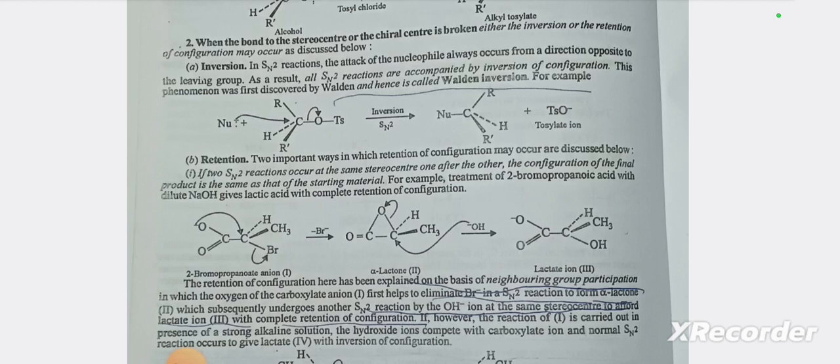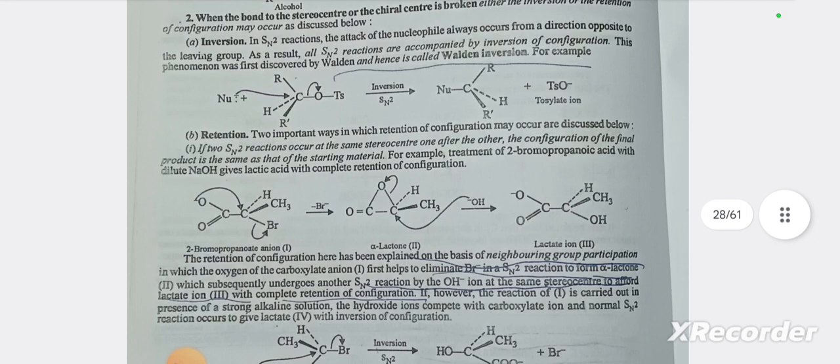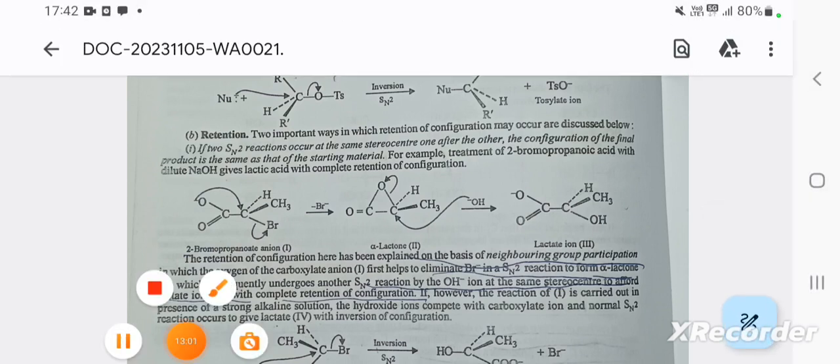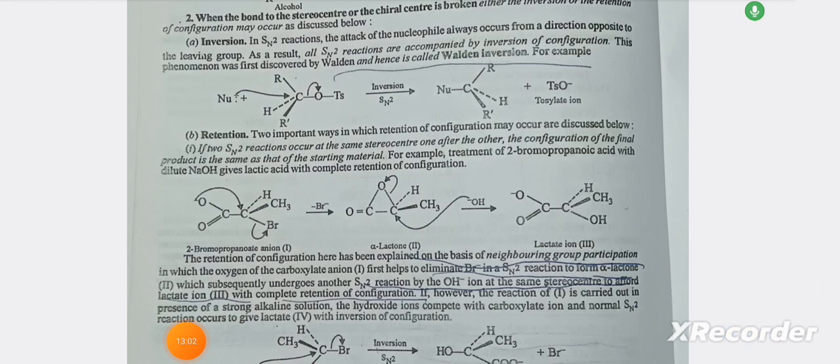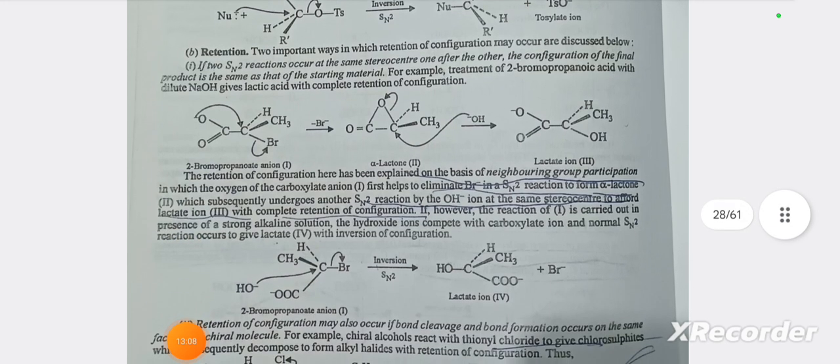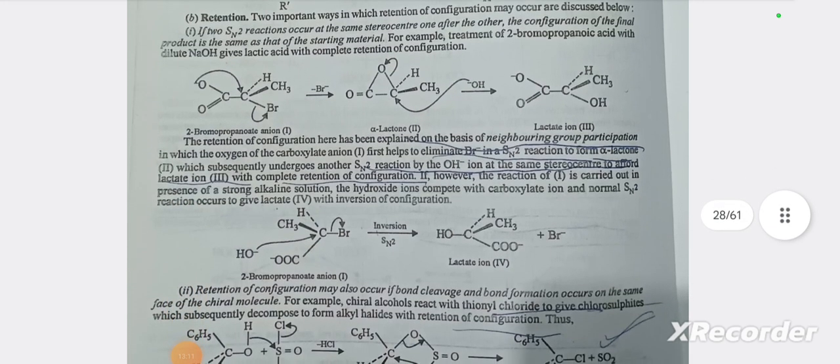Inversion: in SN2 reactions, the attack of the nucleophile always occurs from a direction opposite to the leaving group. As a result, all SN2 reactions are accompanied by inversion of configuration. This phenomenon was discovered by Walden and hence is called Walden inversion. Second, retention. Two important ways in which retention of configuration may occur are discussed below.